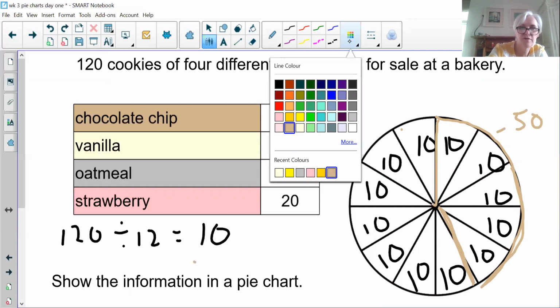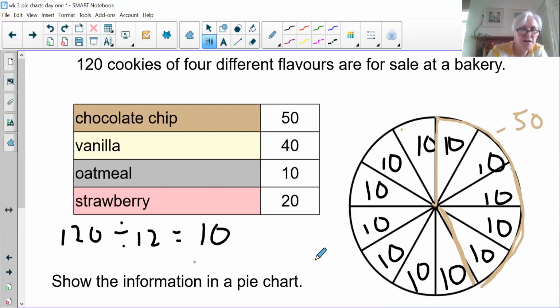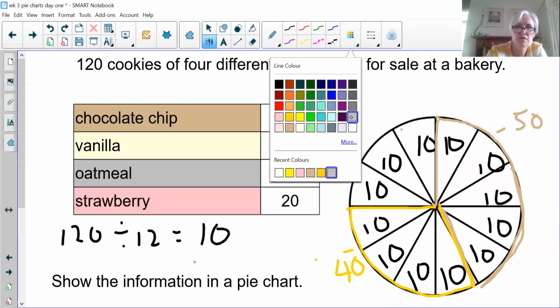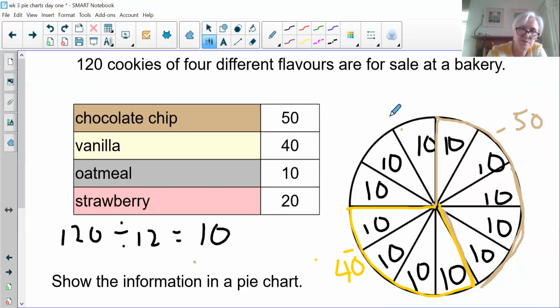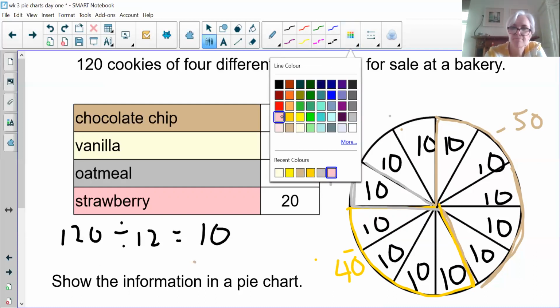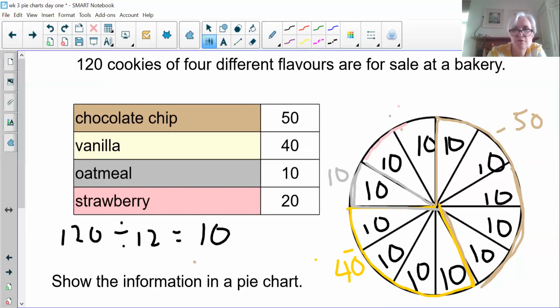And then I need vanilla. Now, I don't think that colour will come out very well, so I'm going to do yellow. And that is 40, so I need 4. 1, 2, 3, 4. And that's 40. And then I need oatmeal, which is just 10. Each segment worth 10, so it's one segment. And then strawberry, which is 20. So that's luckily what we've got left. 2 segments is 20.